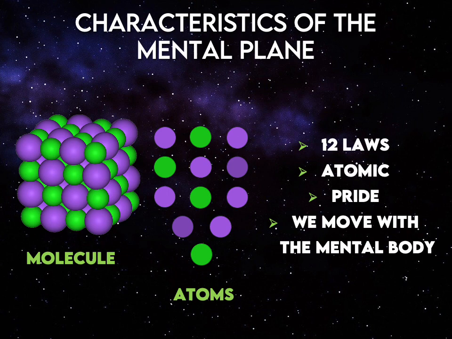Another interesting feature is that it is the world of the atoms. The physical plane is a cellular plane, our physical body is made up of cells. The astral plane is a molecular plane, our astral body is made up of molecules, that's why that body, unlike the physical one, can go through walls or stretch infinitely. But the mental plane is even more subtle because it is atomic. And something very interesting to observe is that molecules are composed of many atoms.